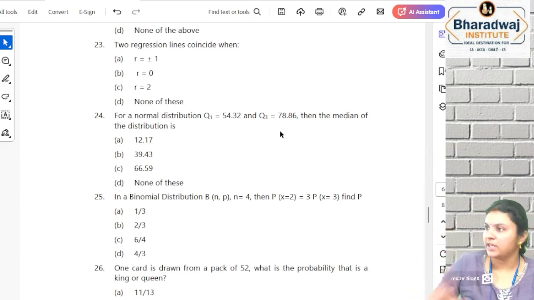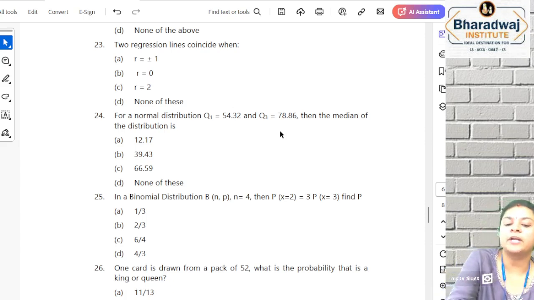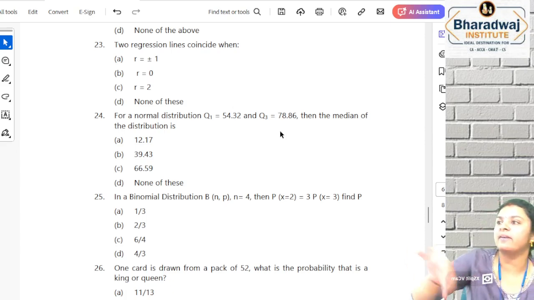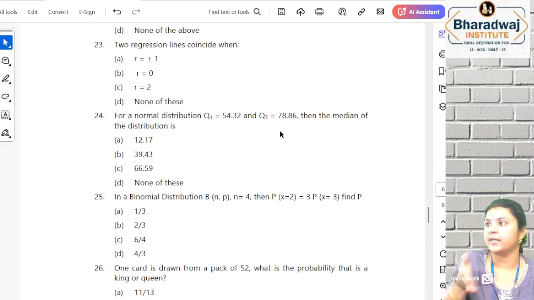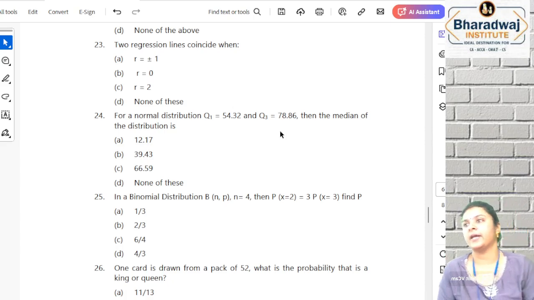you can use the formula to solve, or what you can do is just take the two quartiles and divide it by 2. Sum total and divide it by 2, you will get the same, because median is the middle point. Positional middle point will be the average of the two values. You will get the same answer, 66.59.